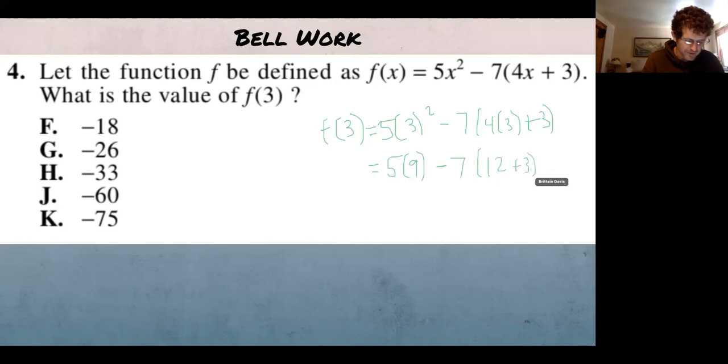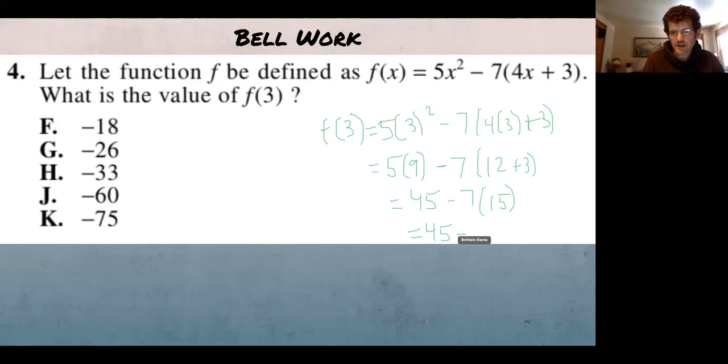So I'm going to do this in a number of steps. Sometimes people do this by combining multiple steps together, and that's okay. 5 times 9 is going to be 45 minus 7 times, 12 plus 3 is 15. Now I can just do the 7 times 15. So 45 minus 7 times 15.